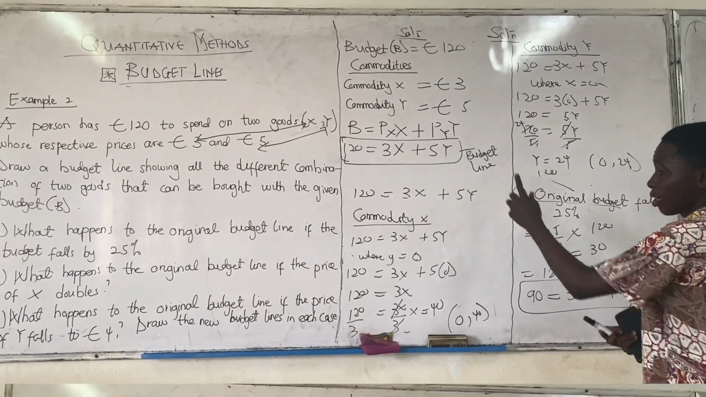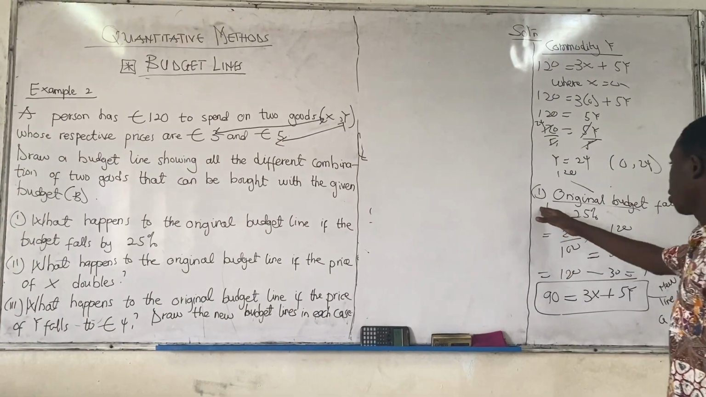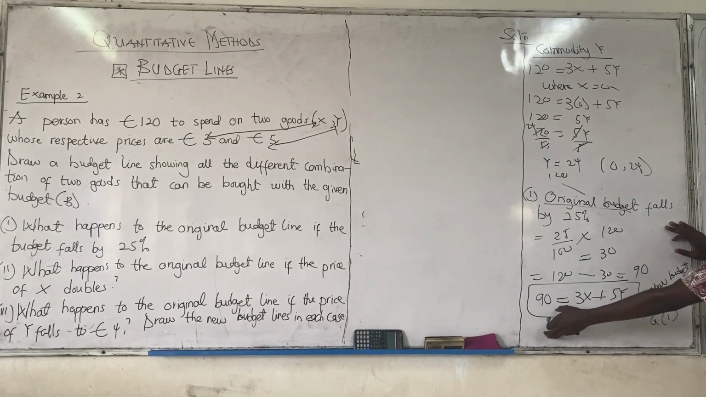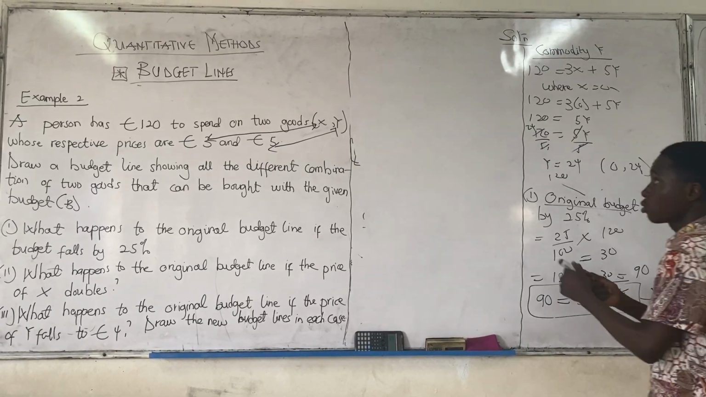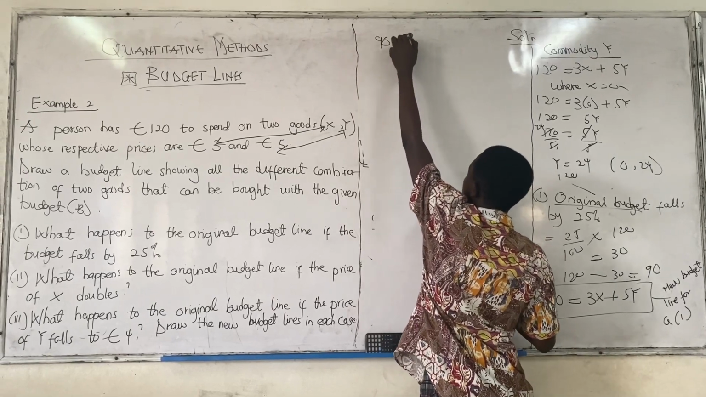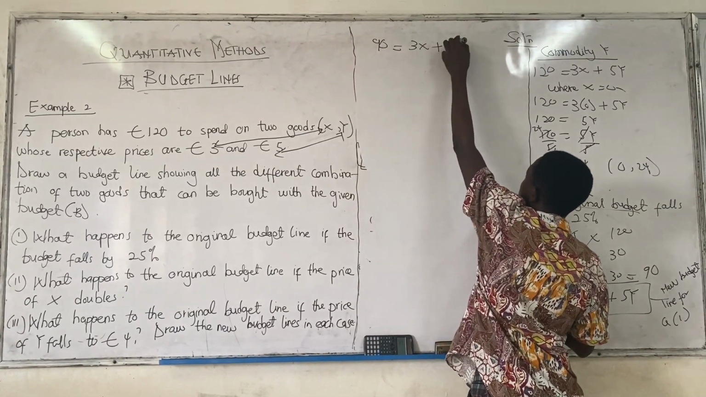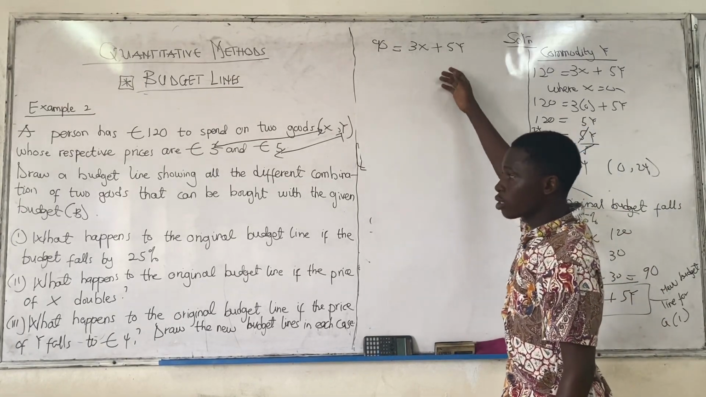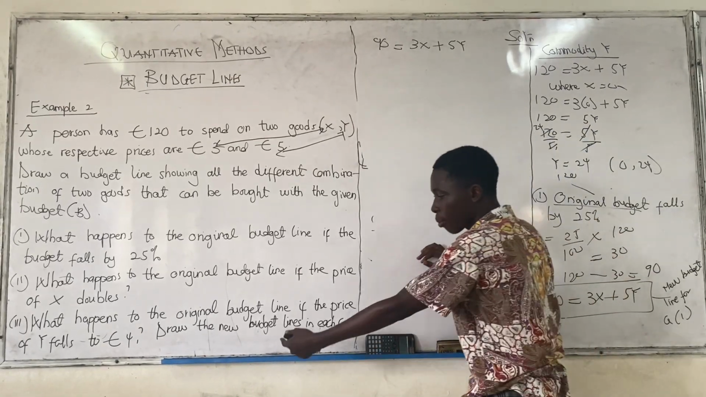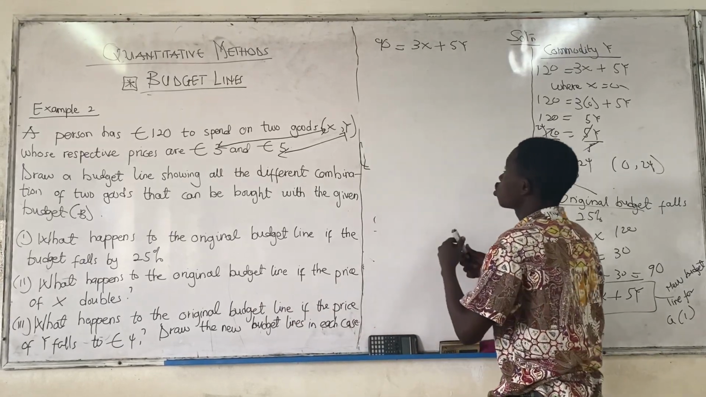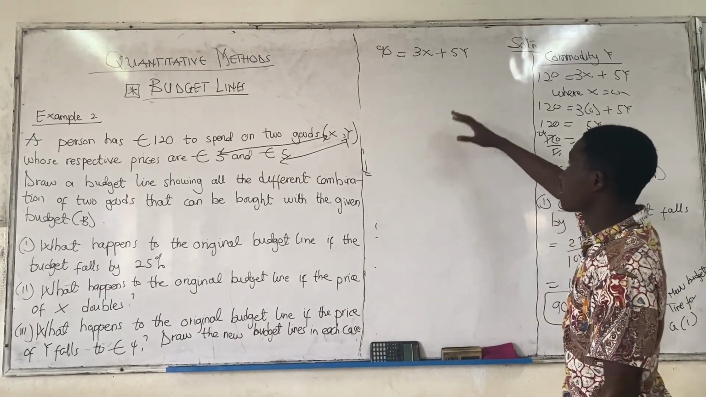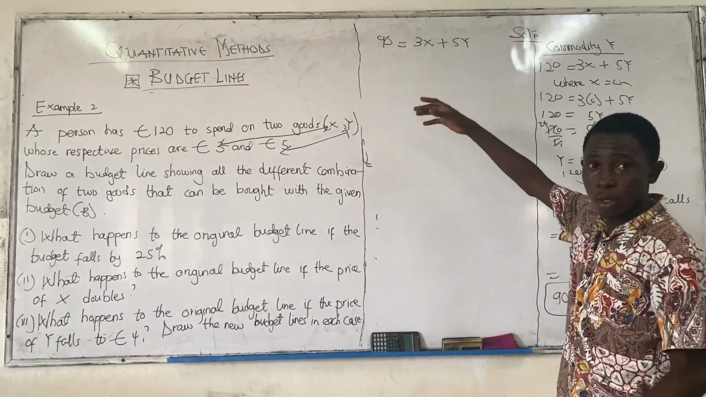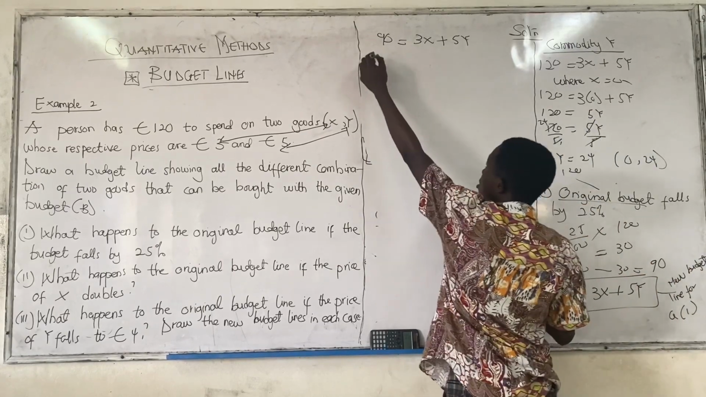So let's continue. The I was that the original budget falls by 25%. We had a new budget line of 90 equals 3x plus 5y. We also need to find the coordinates or points for x and y, so that we can plot them or sketch it on the graph. To get the x, we represent the y by 0. If we also want to get the y, we represent its opposite, the x, also by 0. Commodity.